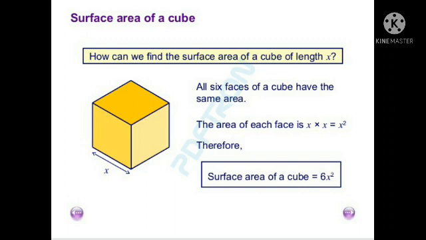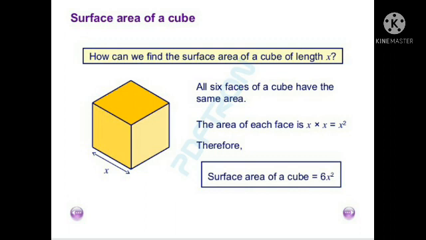So what will be the area of a particular side of a cube? It will be side into side. That is, if we consider the length to be x, then the area is x into x, that is x square, right? So the area of a single side of a cube is x square. And there are a total of 6 such sides that make up the cube, right? So we simply have to multiply by 6 and then we will get the total surface area of this particular cube.